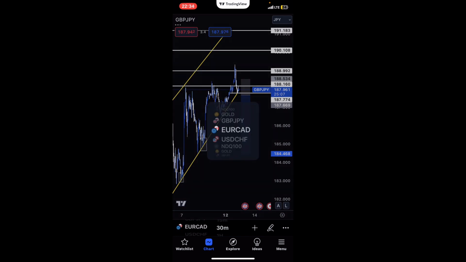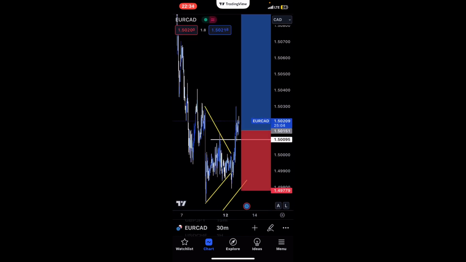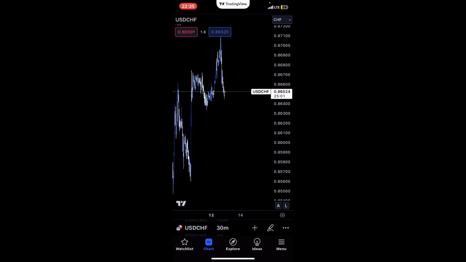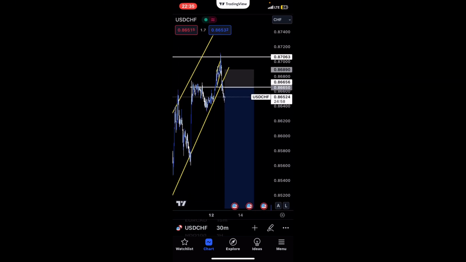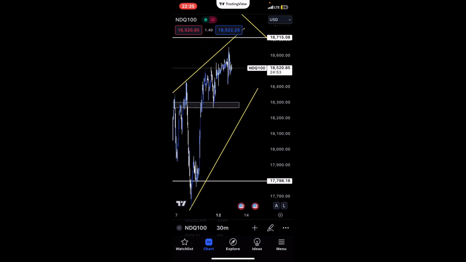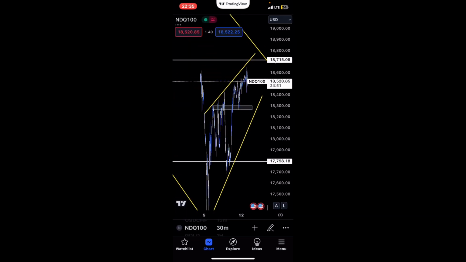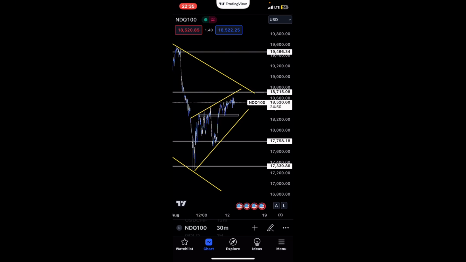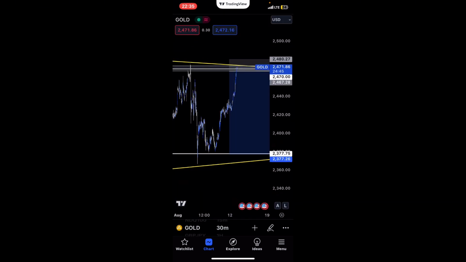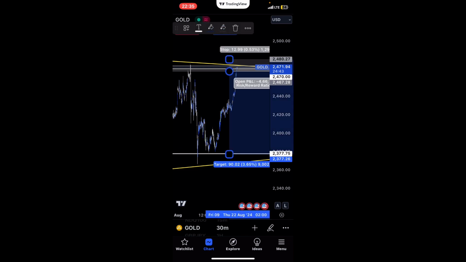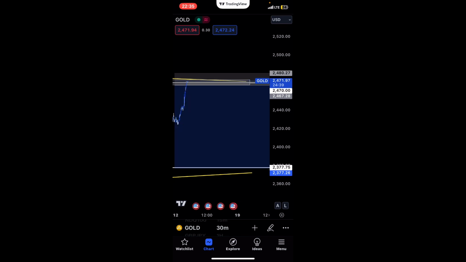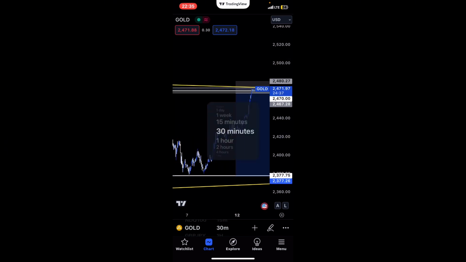And then also we're looking at EuroCAD, the market is moving, guys. USD Swiss franc, waiting for the retest in order for us to take a sell. Nasdaq never reached the zone, guys, so I'm still waiting for Nasdaq to reach the zone. Gold did tap into the trade, so what I'm going to wait for is for gold to come back, or give us some type of confirmation.